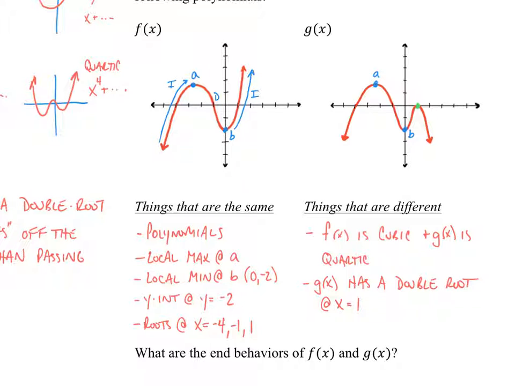G of x similarly begins by increasing. So it increases to a, and then it decreases to b, just like f of x did. But then from b it increases and stops at this double root. That's another increase, and it finishes decreasing. Okay, so g of x finishes decreasing, but f of x finishes increasing. And that's a difference that we really want to pay attention to.